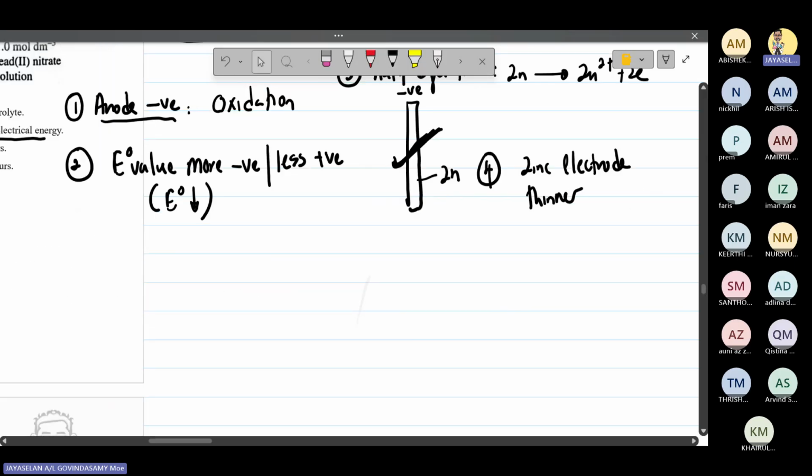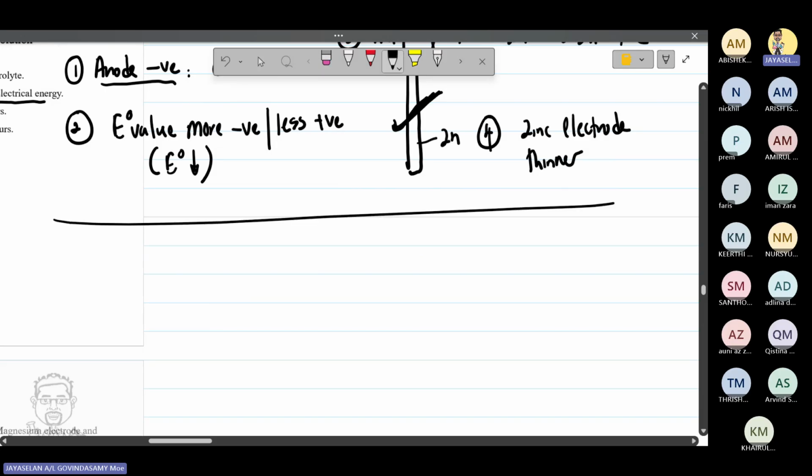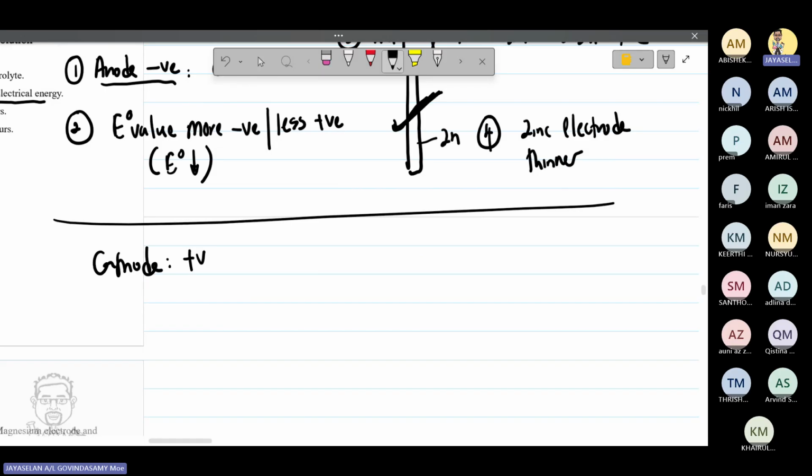Okay, done. Now we go for cathode. Cathode will be what terminal? Positive terminal. Why positive terminal? Nanti saya buktikan. Cathode positive terminal, first point.